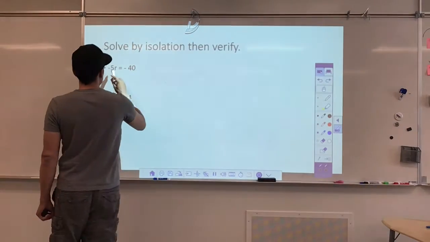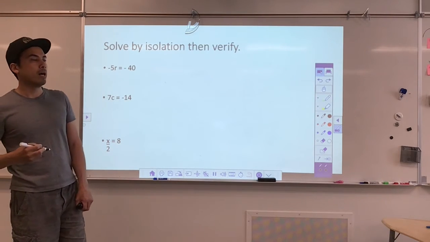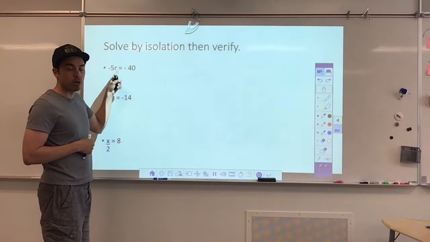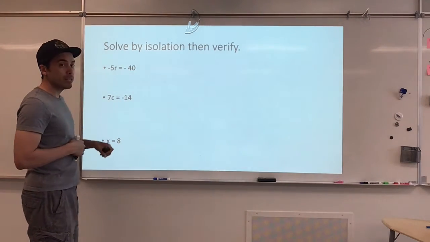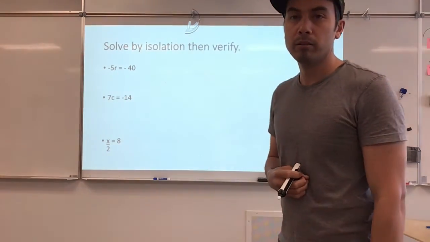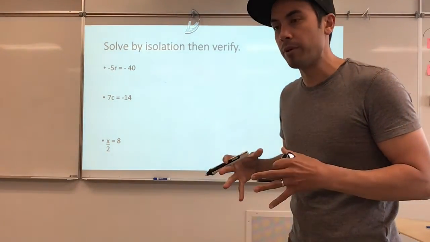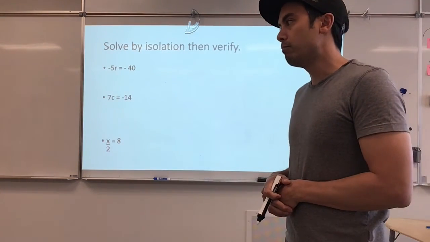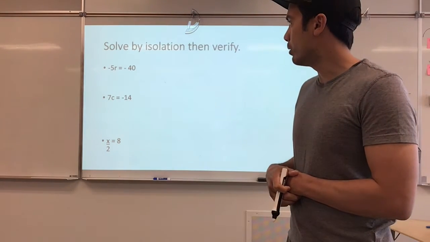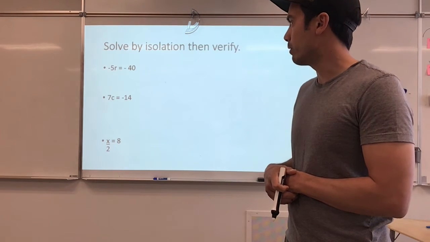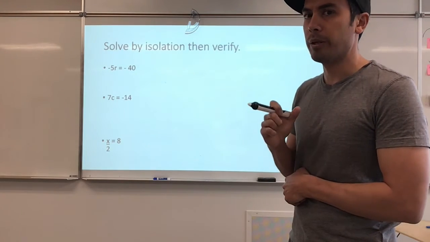In this case, I have negative 5r equals negative 40. Again, my goal is for this variable to be all alone. So if r is being multiplied by negative 5, I want to use the opposite operation to undo this. In another way, I might think about it as making zeros and ones. When we're talking about multiplication or division happening to our variable, I kind of want to make a 1 here. I'll show you what I mean in a second.